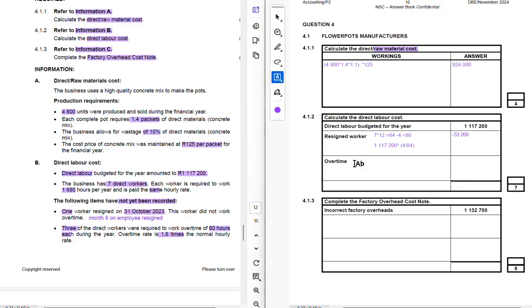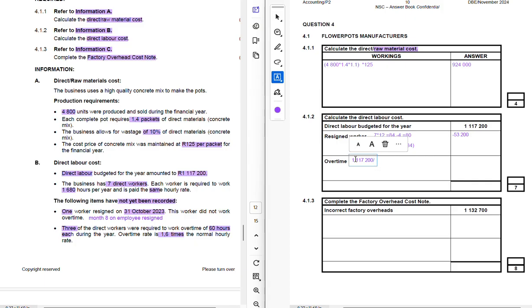You also need to know how to calculate the overtime. Number one, we were told that each employee per year will work a total of how many hours? 1,680. And then we know that we have a total of how many employees? 7. In order for us to ascertain how much it costs per hour for the employee to deliver the work, we know that it's 117,200.